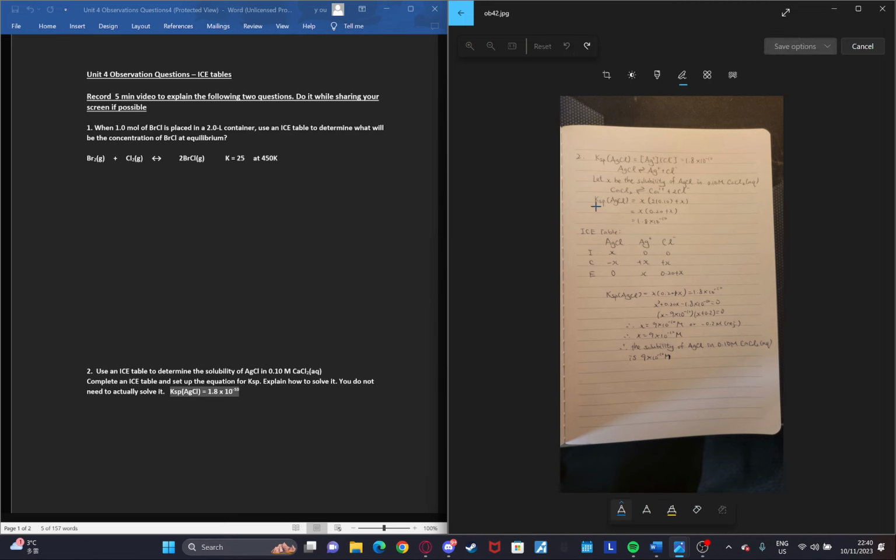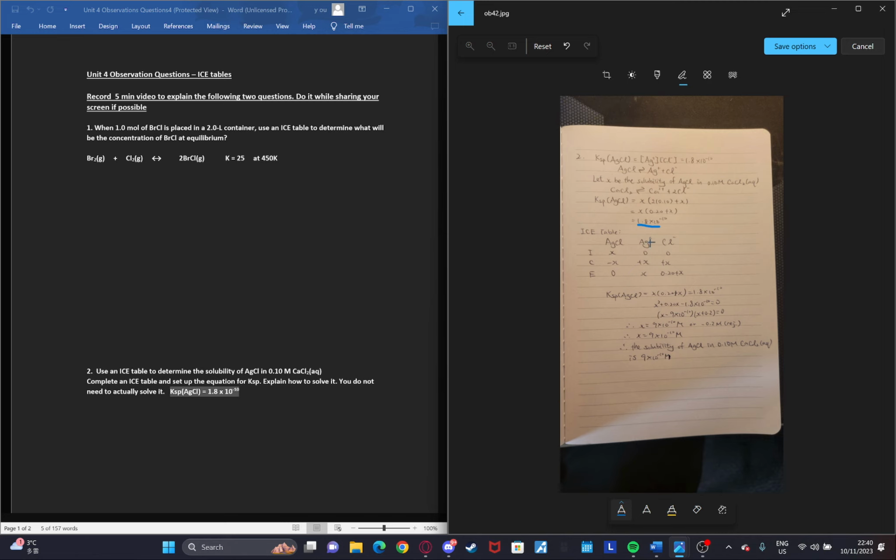So now its formula is x, which is the concentration of silver ion, times 0.2 plus x, where the 0.2 comes from the chloride ion in CaCl2 and the x is from the AgCl, and then it is equal to 1.8 times 10 to the power of negative 10.